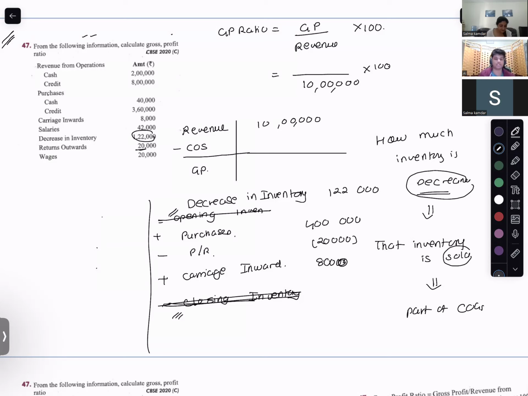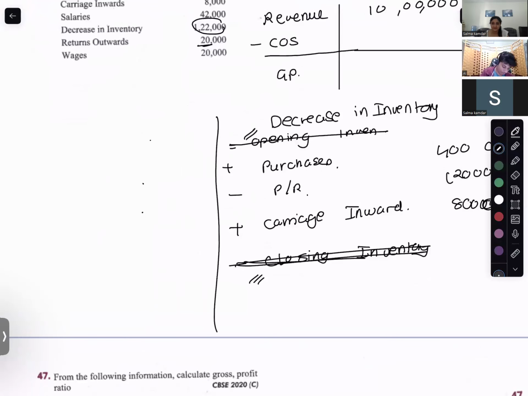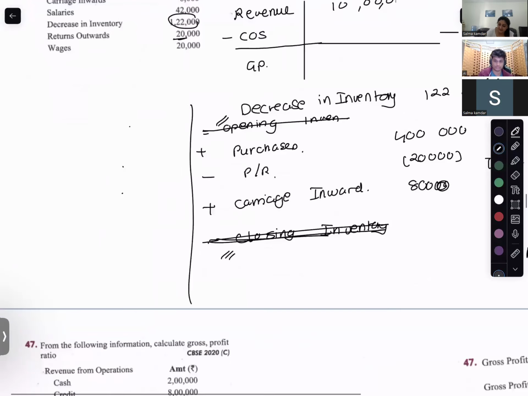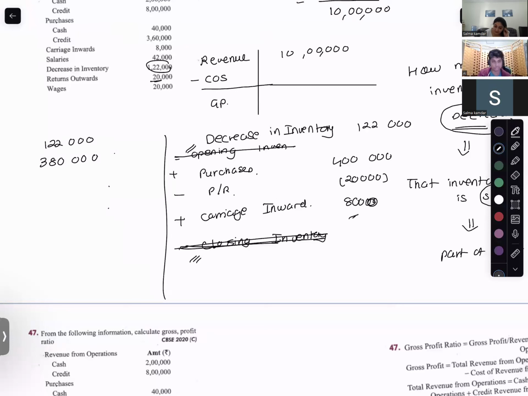I have to minus the purchase return, right? So 122,000 is decrease in inventory. Purchase minus purchase return is 380,000. Carriage inward is 8,000 and you also have to add wages to find out the cost of sales. So wages is 20,000. So total will become 522,000, is that so?